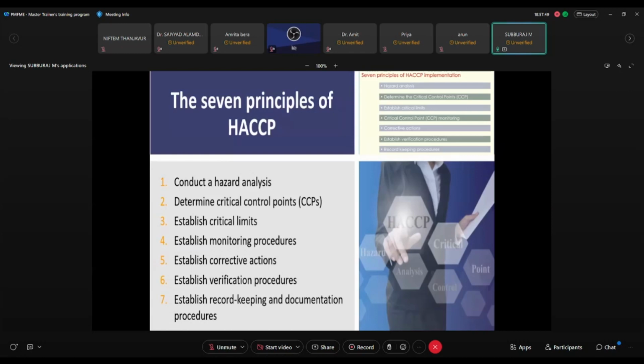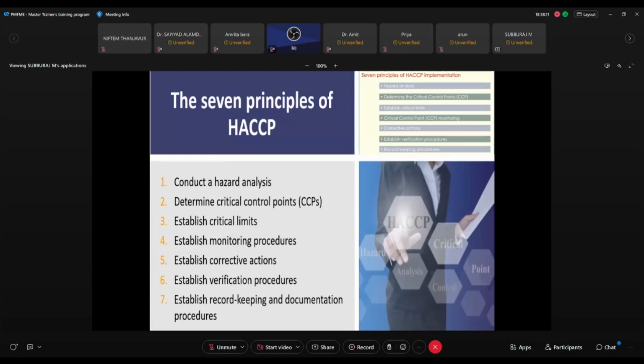Next, we are going to discuss the 7 principles of HACCP. I already told you: conduct a hazard analysis, determine critical control points, establish critical limits, establish monitoring procedures, then corrective action, then the verification process, then record keeping and documentation. These are the 7 important principles for the hazard analysis.